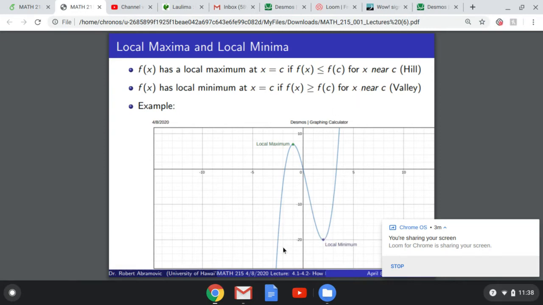This function, though, does not have an absolute maximum nor an absolute minimum, right? Because for x values that are large and negative, the output value is also large and negative. So the output value can be as negative as you want it to be, no minimum. And the output value can also be as large as you want it to be, no maximum.